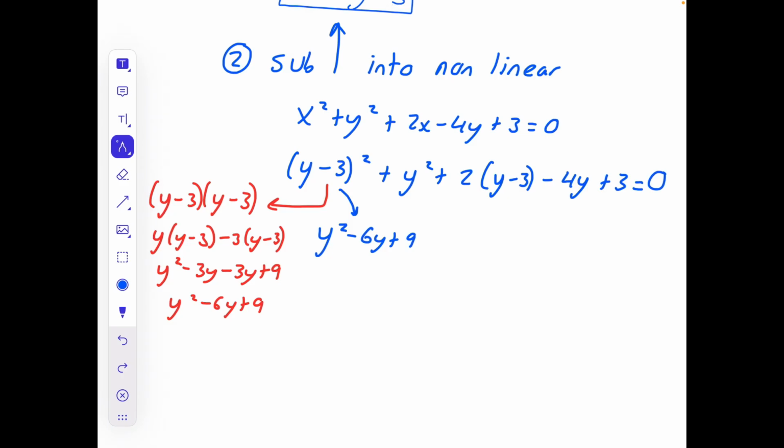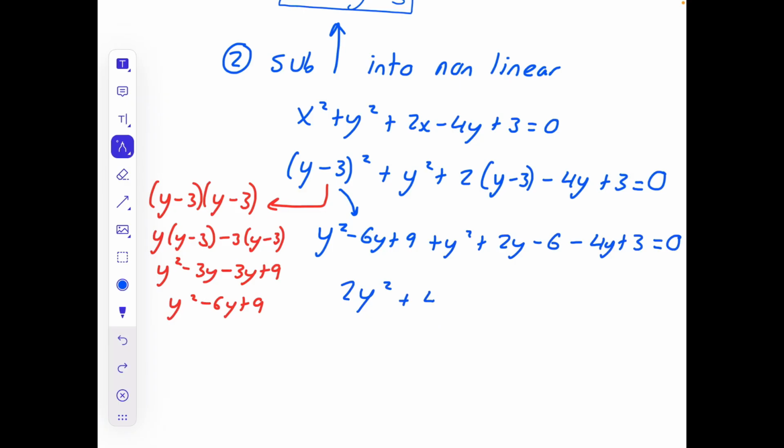There is a shortcut as well of how to square that out. If you know that, great. If you don't, I would say just do this nice and quickly, or whatever way you would have multiplied out two brackets for Junior Cert. As long as you get the same answer, we're on the same page. So we still then have y squared. Going to multiply that 2 into the bracket, so 2y minus 6 minus 4y plus 3 is equal to 0. Now I'm going to tidy this up. So I have y squared plus y squared, that'll be 2y squared, minus 6y plus 2y will be plus 4y.